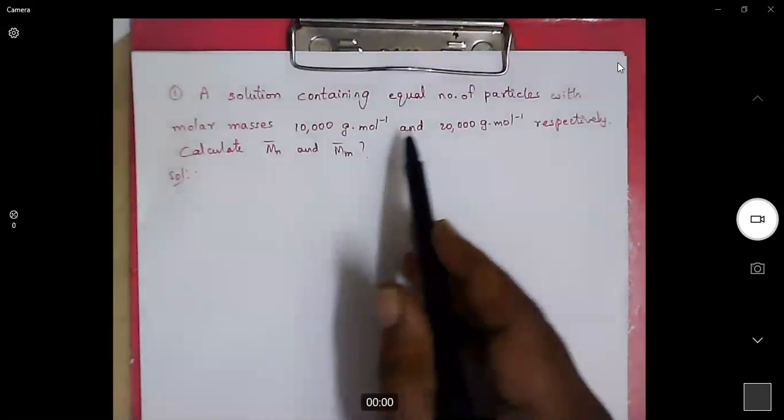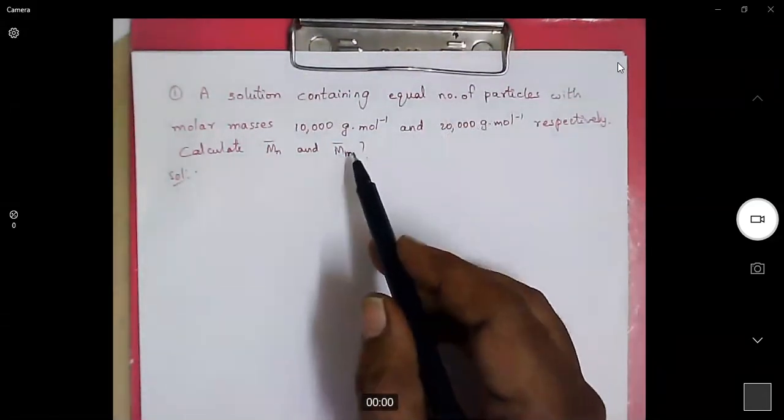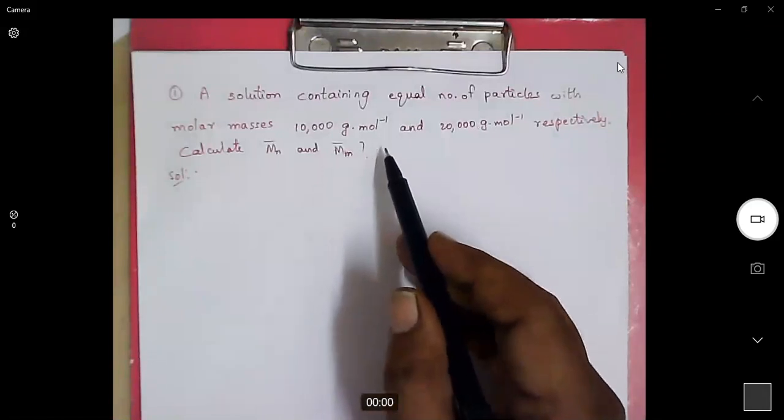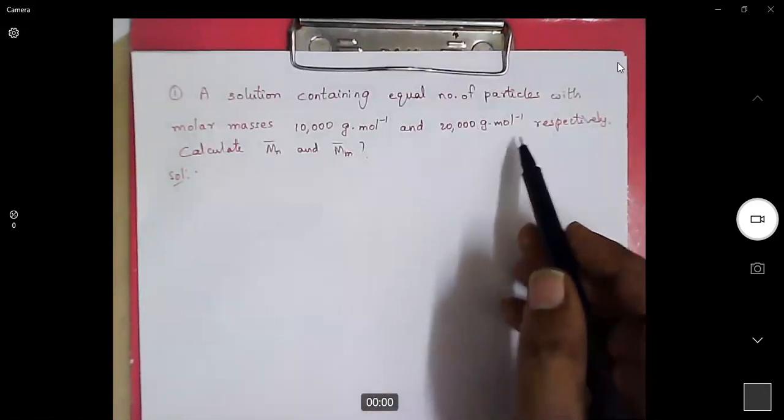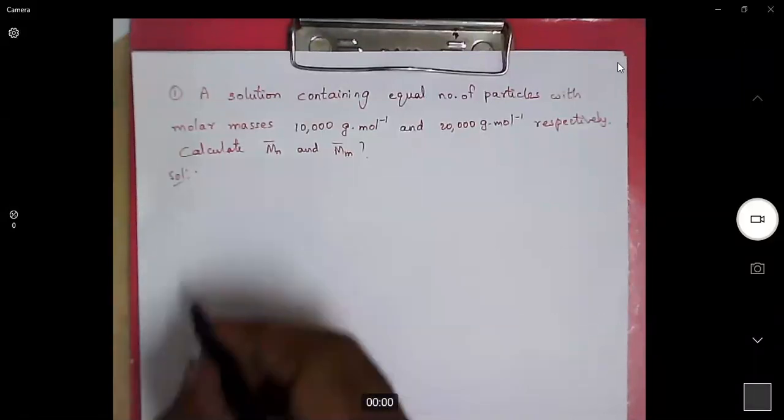A solution containing equal numbers of particles with molar masses 10,000 grams per mole and 20,000 grams per mole respectively. Calculate Mn bar and Mw bar. Now, how to solve this problem? First, we will write whatever is given.